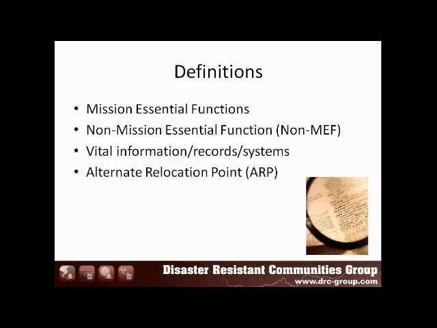And then finally, there's the concept of the alternate relocation point. This is an alternate facility in which the mission essential function personnel could relocate to continue their mission essential functions in the event of a primary facility being lost, incapacitated, or threatened.